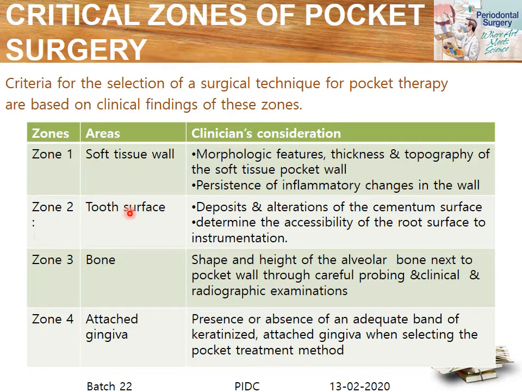Zone 2 is your tooth surface. If there are deposits or alterations in the cementum, then we go in for surgical aspects in relation to it. This determines the accessibility of the root surface to instrumentation. The third zone is your bone, where the shape and height of the alveolar bone next to the pocket wall, through careful probing and clinical and radiographic examinations, tells us what kind of surgery can be planned before the surgery is done. Zone 4 is your attached gingiva, wherein the presence or absence of an adequate band of keratinized attached gingiva must be considered when selecting the pocket treatment method.